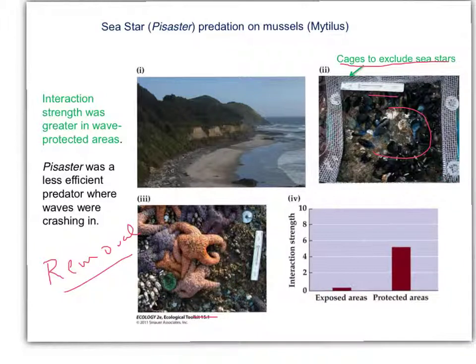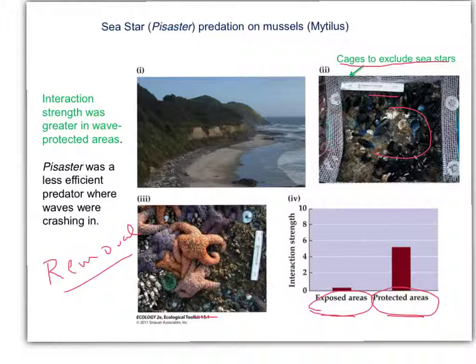So then one of the things that you can see is whether or not the interaction strength is affected by other kinds of abiotic factors, such as the exposure to waves. Okay, so we can look at the effect of this exposure by putting the cages in wave protected areas and putting some cages in exposed areas, and then seeing what the interaction strength is.